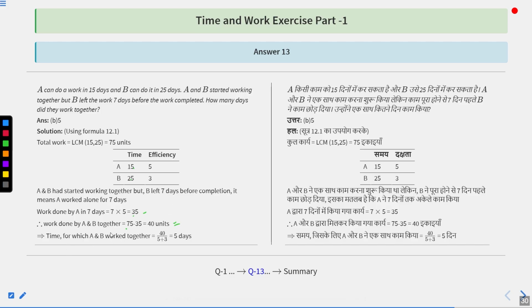So time taken to do that work is going to be how much? Time is work upon efficiency. Work is 40 units and efficiency is 5 plus 3, that is 8. So 5 days is the time period for which A and B work together. Option number B is the right answer.